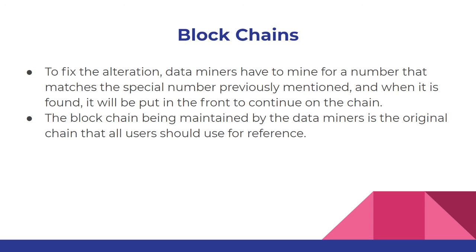To fix the alteration, data miners have to mine for a number that matches the special number previously mentioned, and when it is found, it will be put in the front to continue on with the chain. Data miners make a living out of finding the specific number for a block because they are given a block reward out of thin air for their efforts in continuing on with the system. The blockchain being maintained by the data miners is the original chain that all users should use for reference.